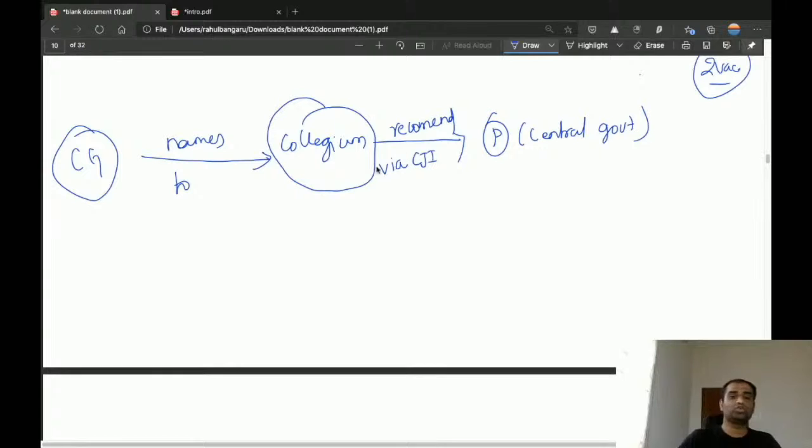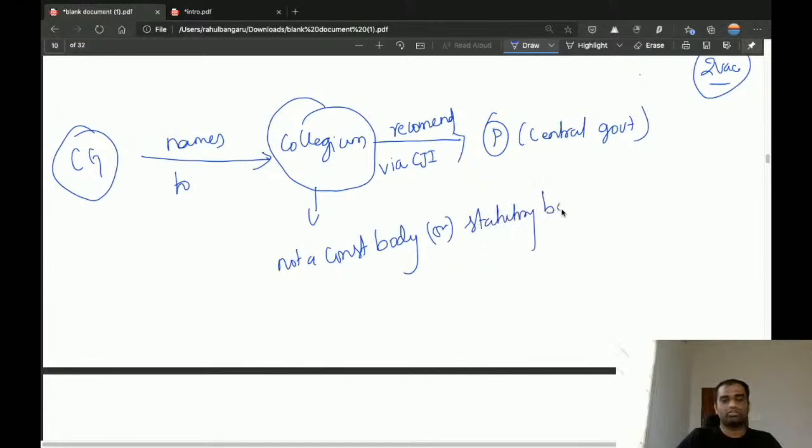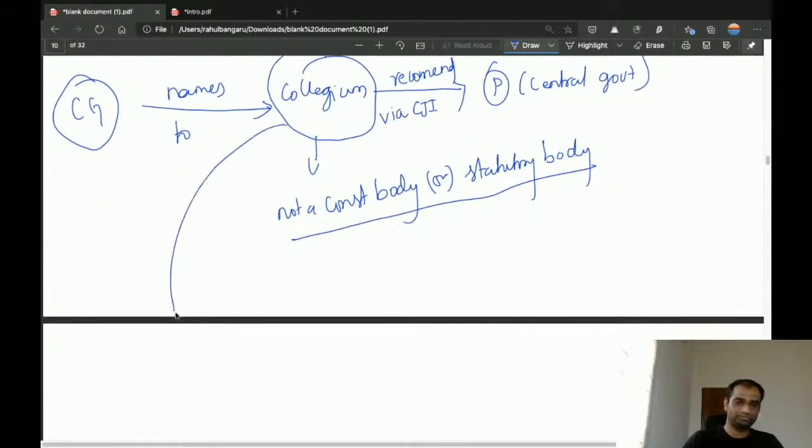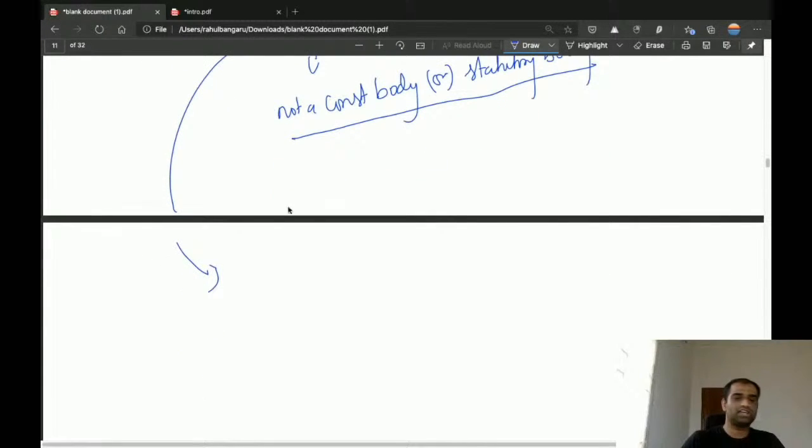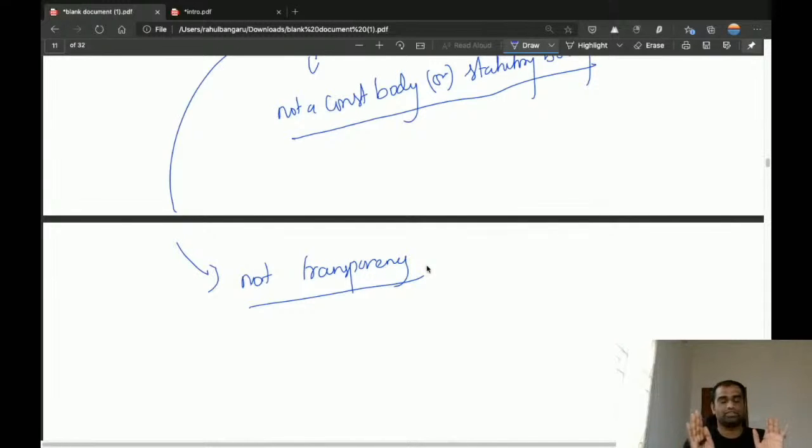But if you look at this, the collegium is not a constitutional body or a statutory body. What is the meaning of that? It means that this collegium has no transparency. What kind of procedure is followed in the collegium system, how the candidates are verified, how they are selected, how they are rejected, all this process is not clearly defined either in the Constitution or in parliamentary law. Since it is not clearly defined, there is no transparency in the appointment of judges in the collegium system.